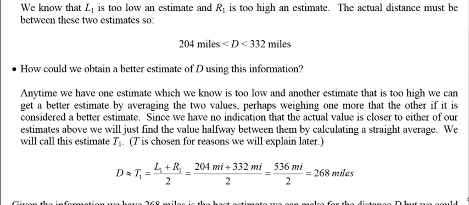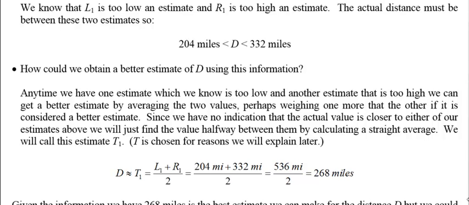Okay, so what would that be in this case? That would be 204 miles plus 332 miles divided by 2. That's 536 miles divided by 2, which is 268 miles. So far, what's our best estimate? Given the information we have, the best estimate we can come up with is 268 miles. But we know for sure D is between 204 miles and 332 miles.